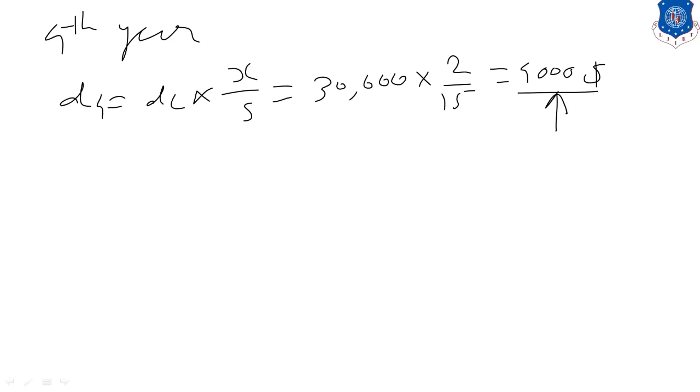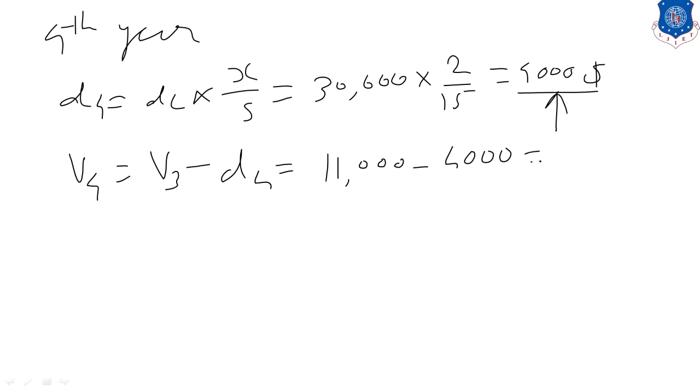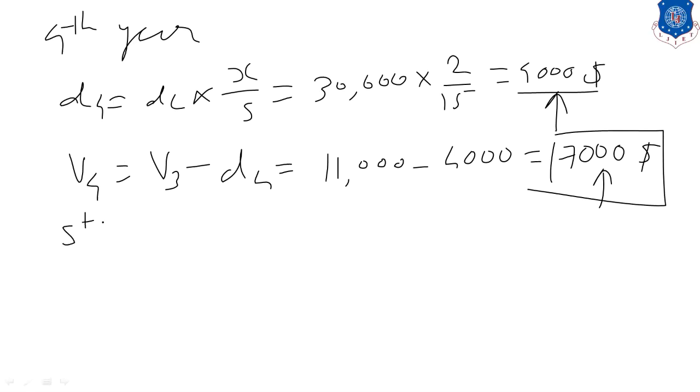Using this we can calculate the book value for the fourth year. The book value for the fourth year can be given by V4 is equal to V3 minus D4. So using this we can calculate the book value for the fourth year: 11,000, which is the book value for the third year, minus $4,000 is equal to 7,000. So it becomes $7,000 at the end of the fourth year. So the cost of that equipment at the end of the fourth year becomes $7,000.